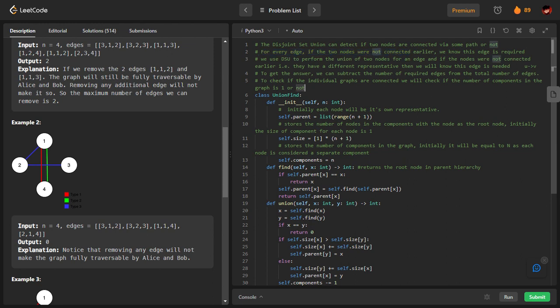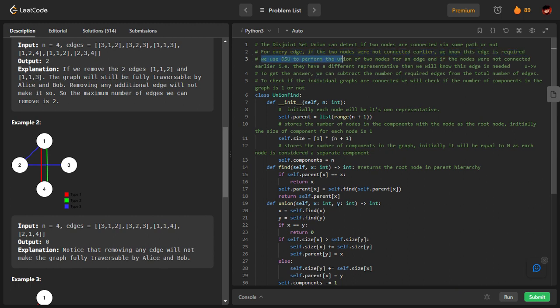There are two unions. For example, this is an edge between U and V. I will check the union in which U belongs and the union in which V belongs. If they are the same, that means they are already connected. I do not require the current edge between them, so I can remove that edge. But if they're not connected, that means the edge is very much required. It cannot be removed. That is the basic idea: for every edge, if the two nodes were not connected earlier, we know this edge is required.